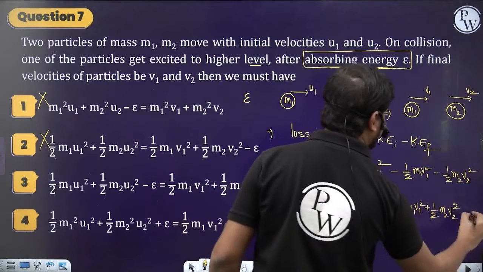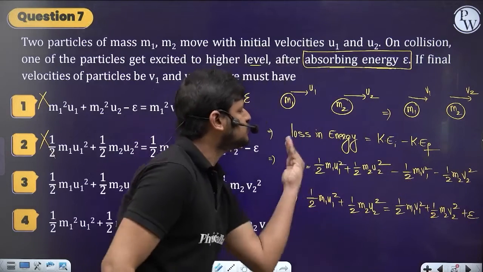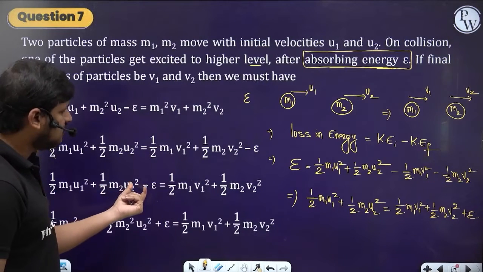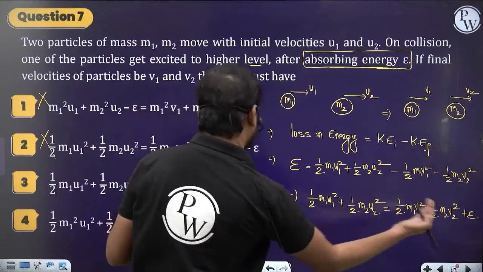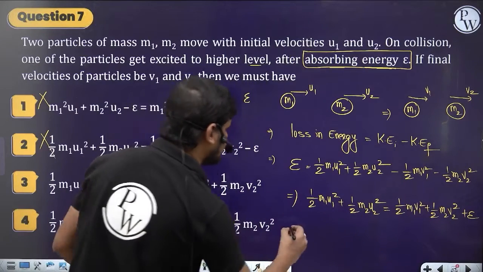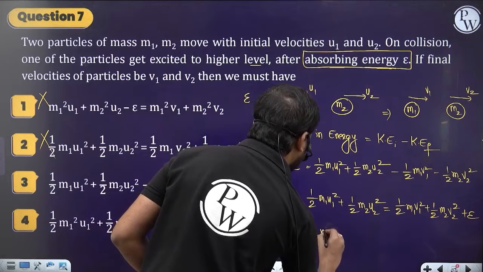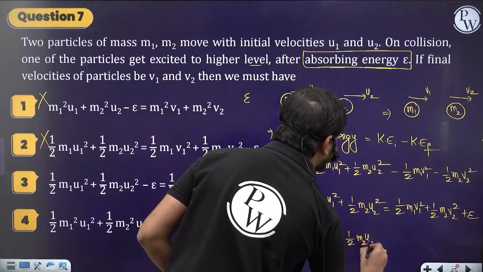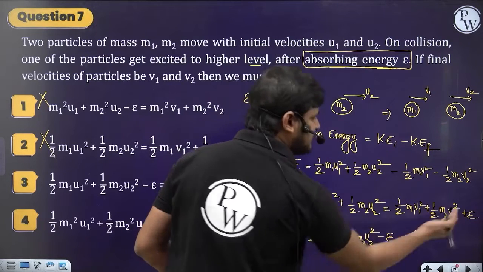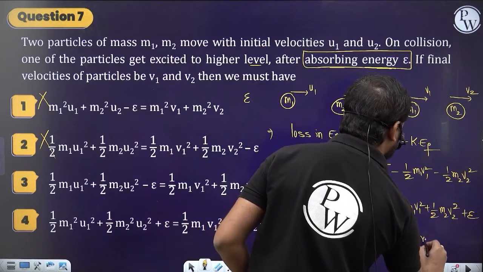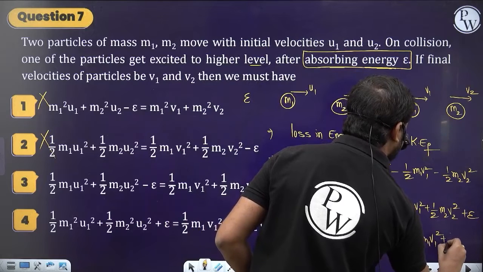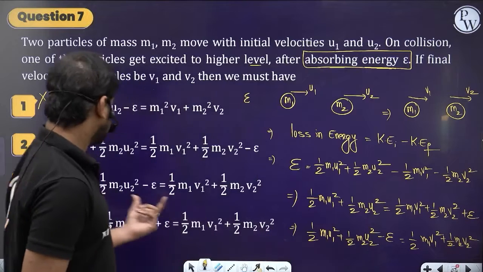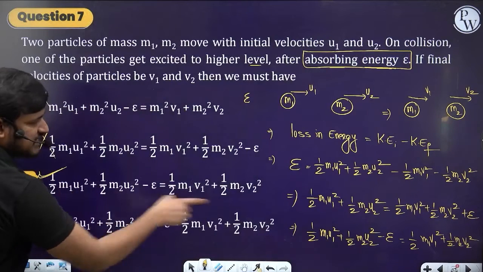plus epsilon. Yes, so if you bring these two terms to this side, check this option: half m1 u1 square plus half m2 u2 square, minus epsilon, is also possible, right? We are just checking according to the options. So minus epsilon I am bringing it to this side, which is equal to minus half m1 v1 square plus half m2 v2 square. Yes, so I got the same as option C, check it.